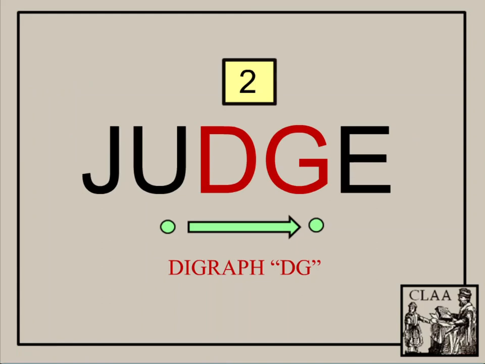In this English word, we see the letter D followed by the letter G, and this makes the digraph DG. These are 2 letters that are read together as one sound, a digraph, DG. The digraph DG is read with the sound J. Let's read this word together. Judge, judge.